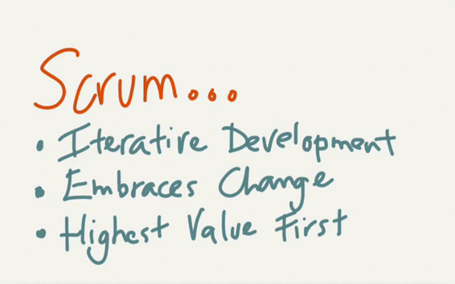Scrum focuses on iterative development, which means that we do development in small chunks. We call these sprints. Scrum embraces change. It accepts that change happens and it's not a hindrance. The aim is to produce the highest value software in the shortest possible time.